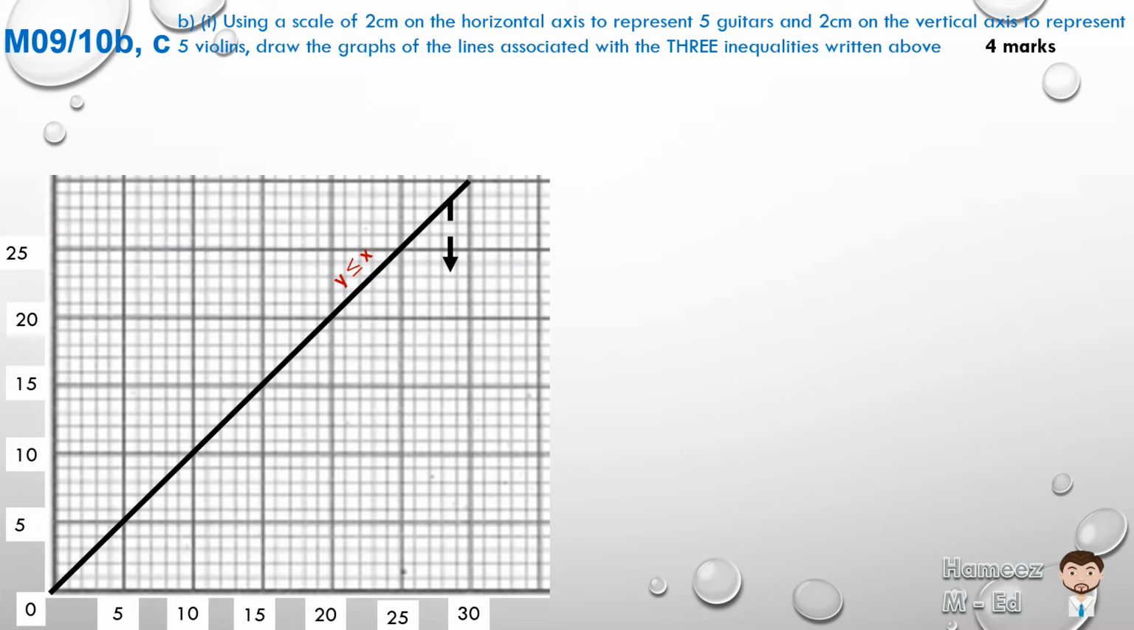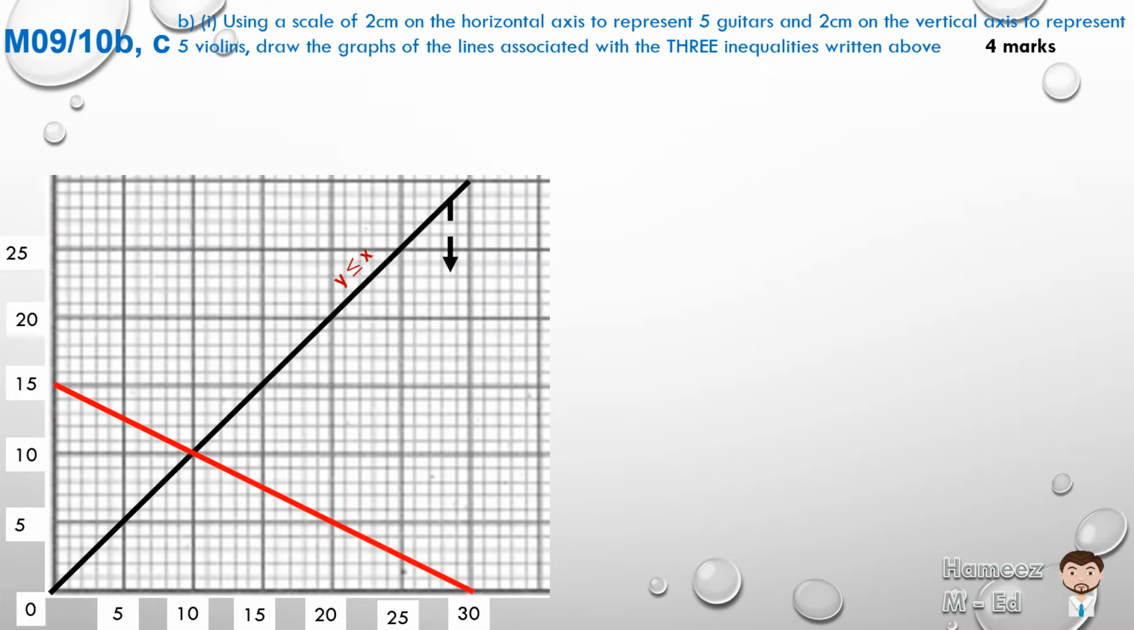And let's bring up the second inequality, which was 150x plus 300y less than or equal to 4,500, which we rearrange. We get y is equal to minus 0.5x plus 15. So that means it's cutting at 15, and the gradient is negative, so it's going down. And when y is equal to 0, x is equal to 30.